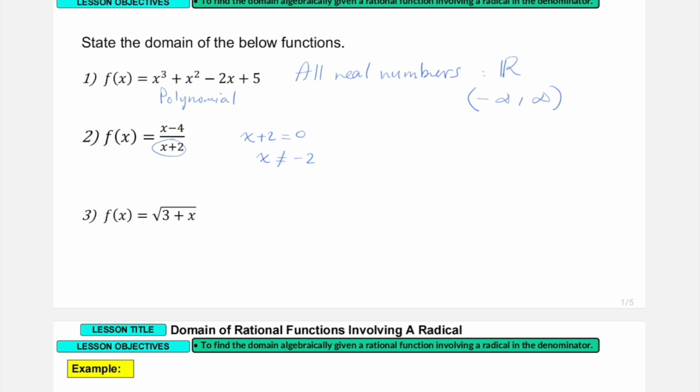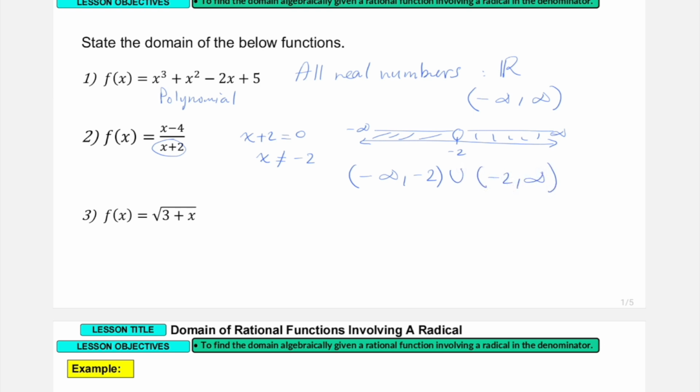To write it as interval notation, if I quickly represent it on the number line, here's the negative 2, not equal. This is the positive infinity, this is the negative infinity. So everywhere to the left of negative 2 and everywhere to the right of negative 2. So I can represent it as negative infinity to negative 2, union negative 2 to positive infinity.